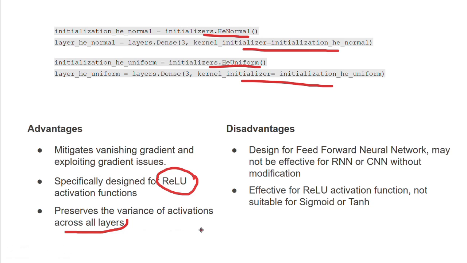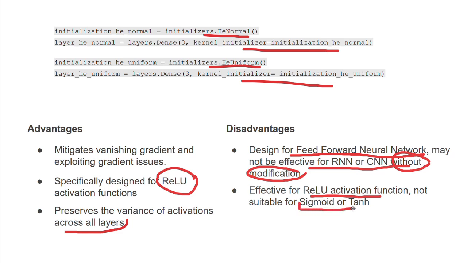Okay, what is the disadvantage? It is designed for feed-forward neural networks and may not be effective for RNN or CNN. Without much modification, we may not be able to use it in RNN and CNN. And it is effective for the ReLU activation function, but it may not be effective for sigmoid or tanh. Okay, I'll move to the next.